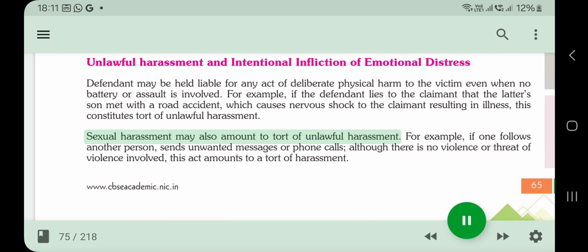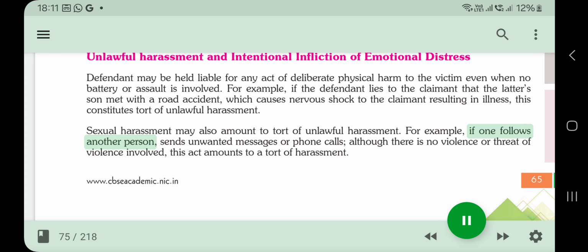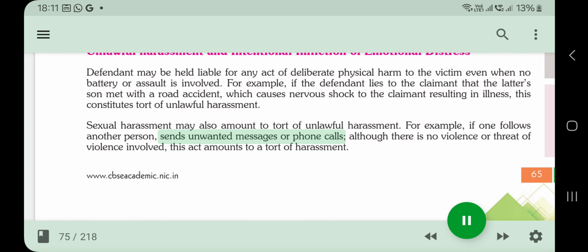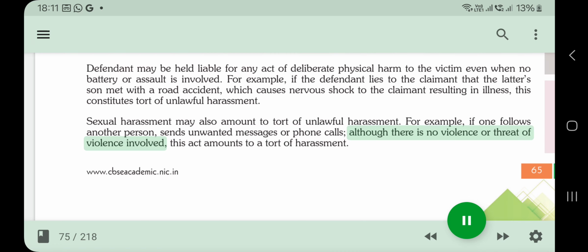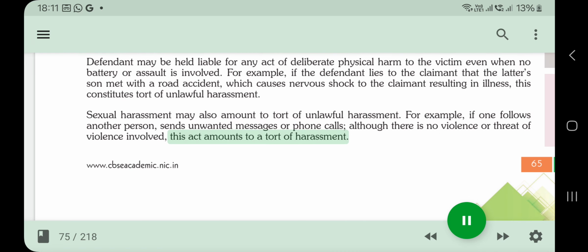Sexual harassment may also amount to tort of unlawful harassment. For example, if one follows another person, sends unwanted messages or phone calls. Although there is no violence or threat of violence involved, this act amounts to a tort of harassment.